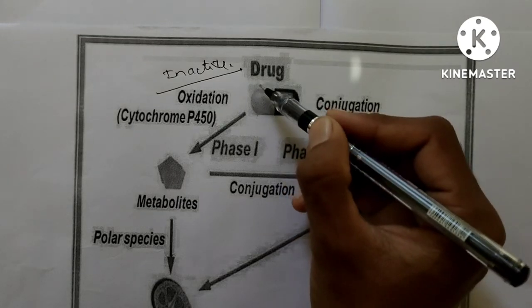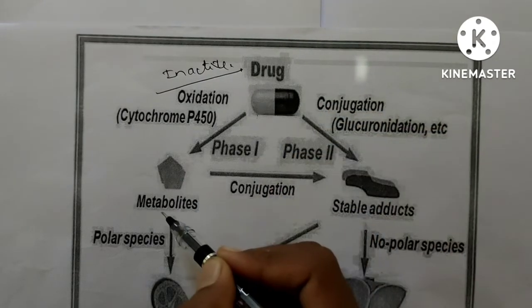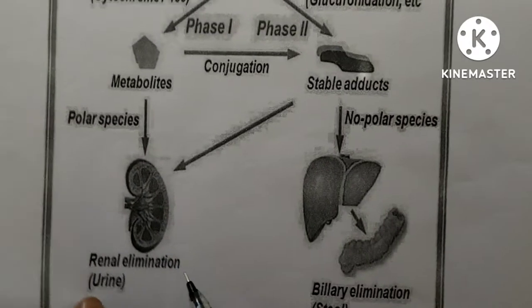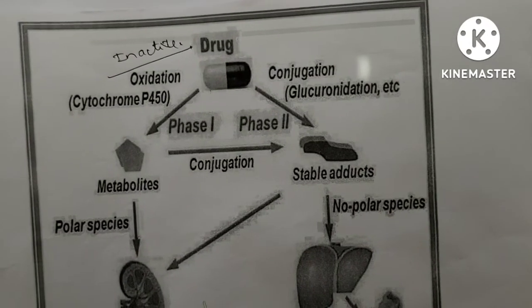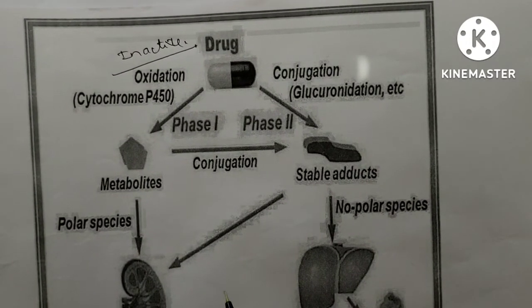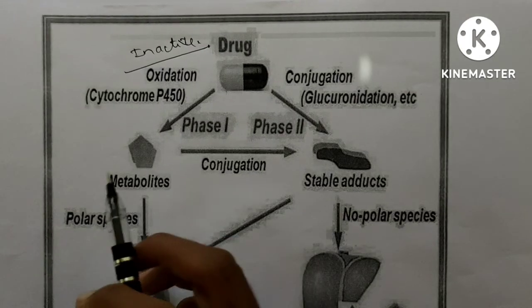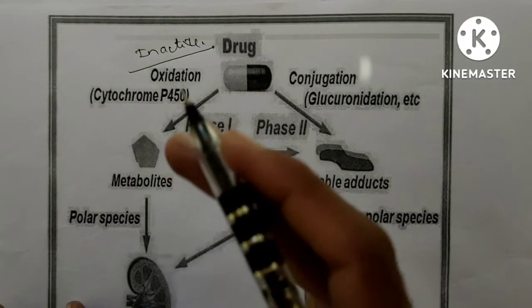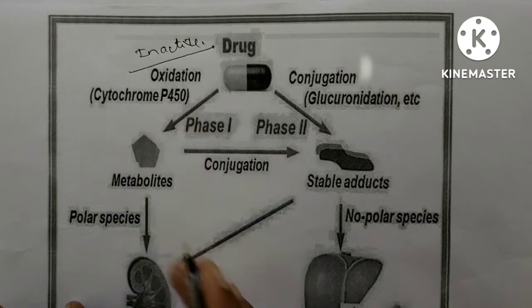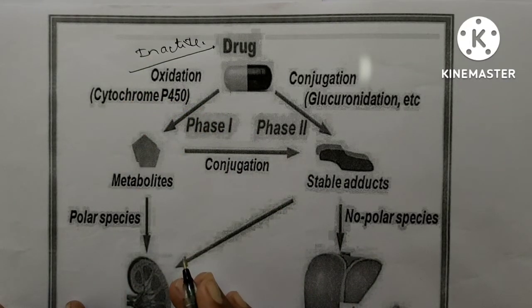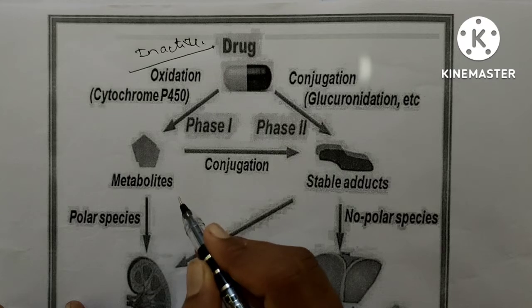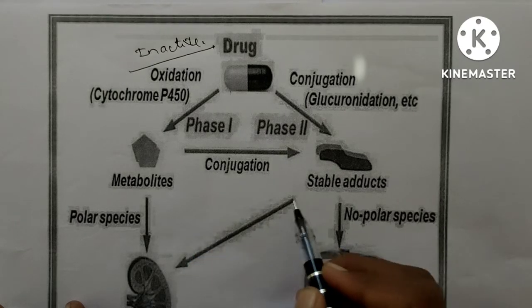The drug that is lipophilic is converted into a metabolite that is hydrophilic and excreted in the form of urine. Okay, now what happens, my dear brothers and sisters? Sometimes these drugs cannot change into hydrophilic in nature. Then those that cannot change will be managed by some enzymes and converted to stable adducts.